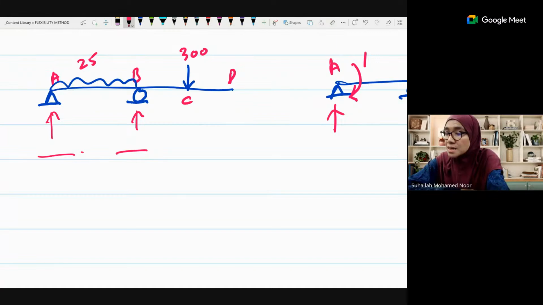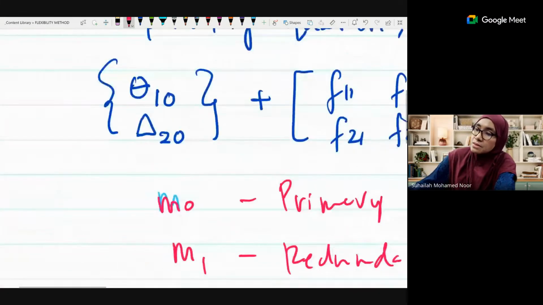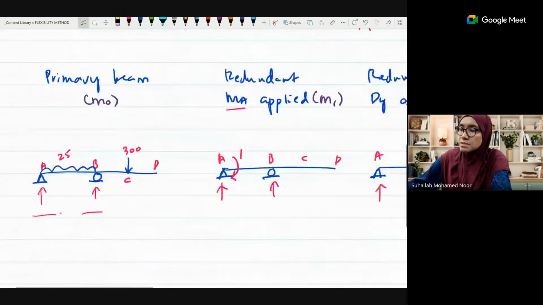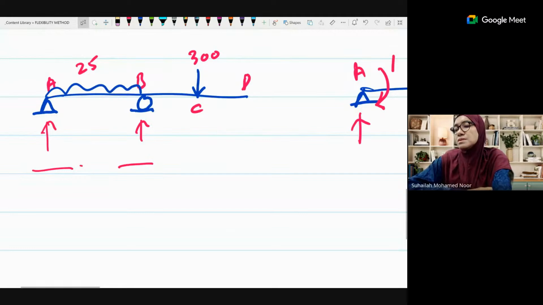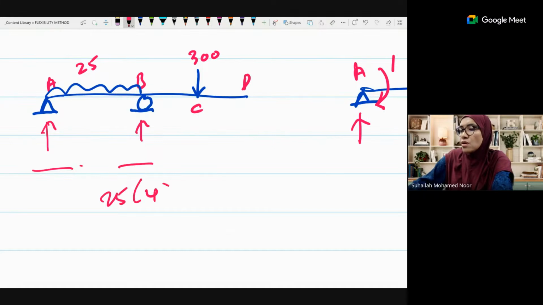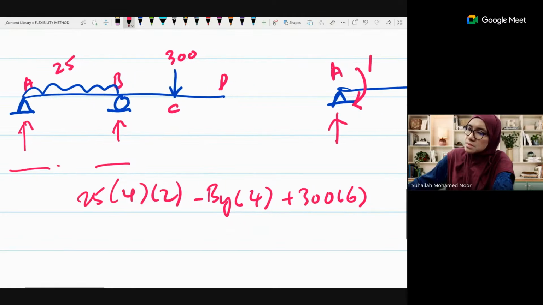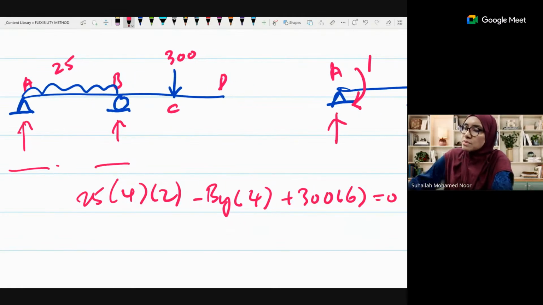Oh, distance. Okay, let's say sini 4 meter, sini 2 meter, sini 2 meter. Okay. So this one, okay. So it is 25 times 4 times 2 minus BY times 4 lah kan? Plus 300 times 6. Kan 0 kan? So BY. Berapa nilai BY tu?